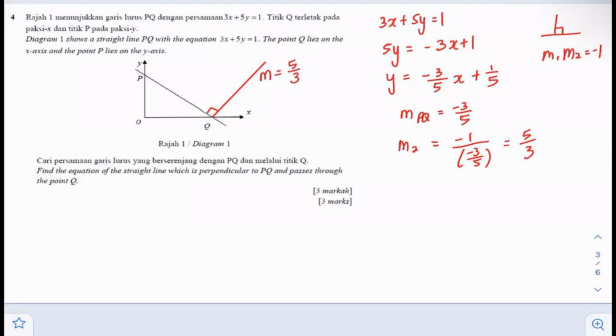And we now need to find what the coordinate for Q is. As I mentioned before, to find a straight line, we need to have a coordinate, a point, and the m.